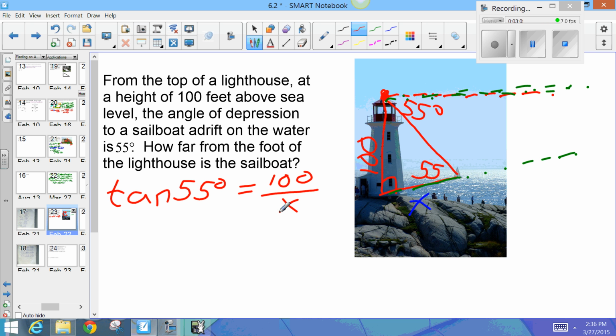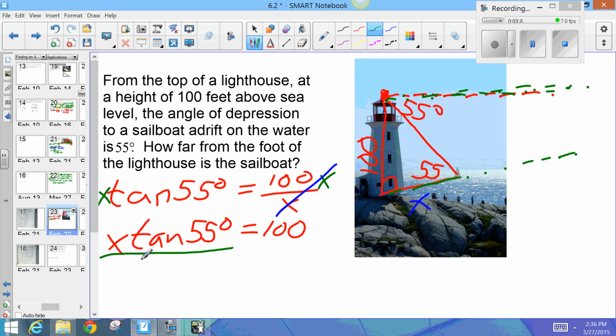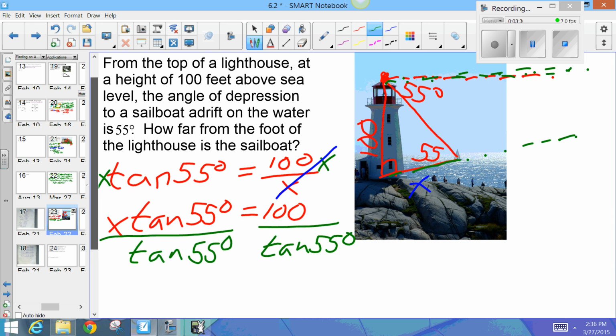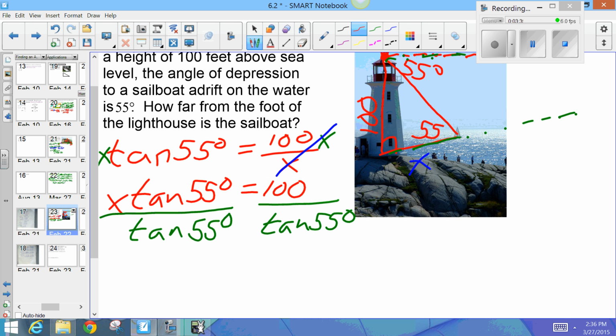That's opposite over adjacent. Multiply both sides by X. X cancels on the right. I've got X times the tangent of 55 degrees equals 100. I'm trying to get X by itself, so I'm going to divide both sides by the tangent of 55 degrees. Tangent 55 cancels, and that gives me X equals 100 divided by tangent of 55 degrees.